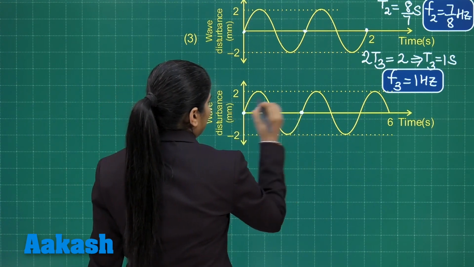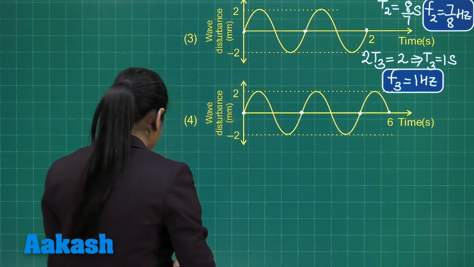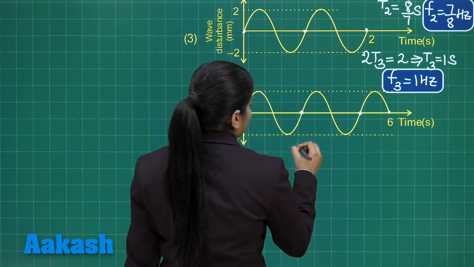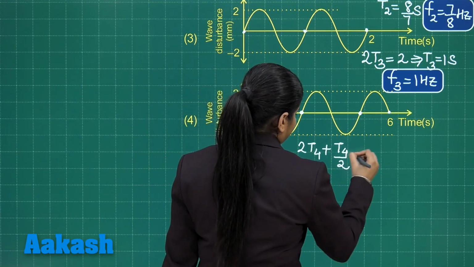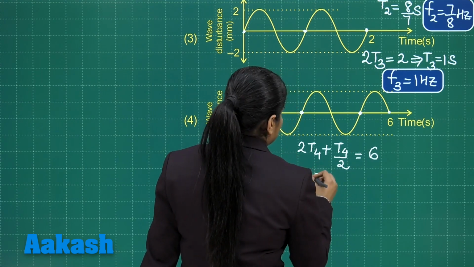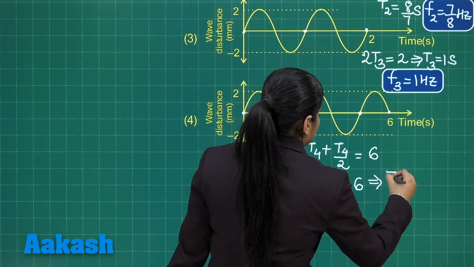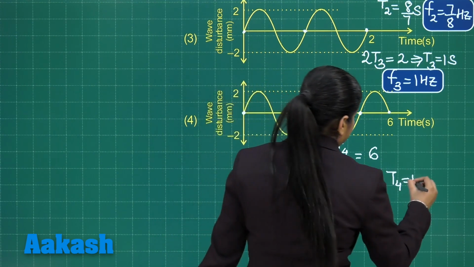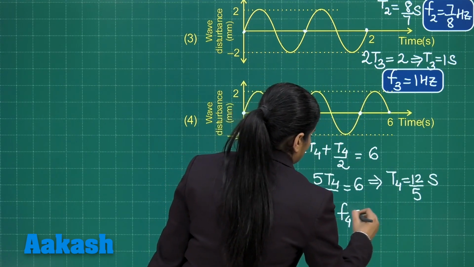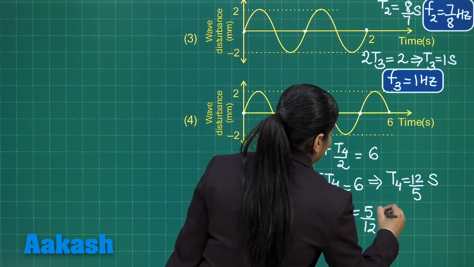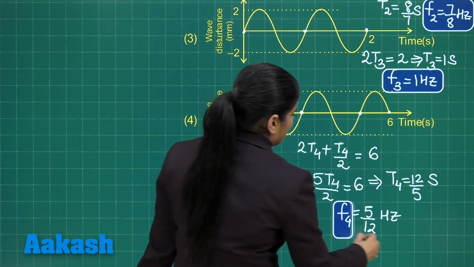From here till here, this is one complete wave, second complete wave, and this is half of a wave. So I can write 2 T4 plus T4 by 2 is equal to 6. This gives me 5 T4 by 2 is equal to 6. This gives me T4 as 12 by 5 seconds, and F4 comes out to be 5 by 12 Hertz. Okay, putting this into the box also.